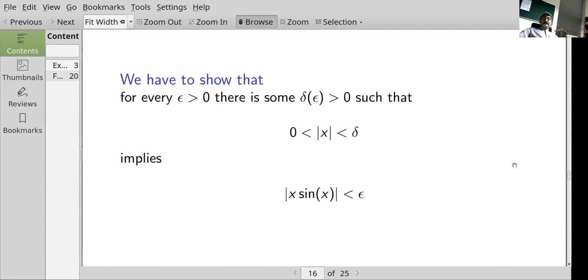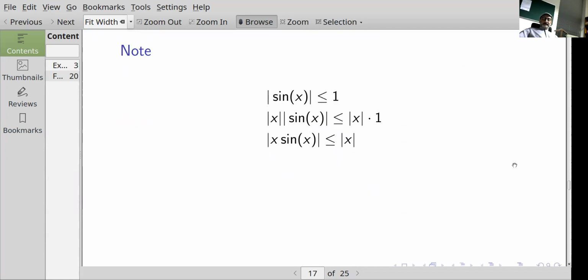Okay, so let me drop out the zeros. Simplify that as for every epsilon greater than 0, there should be some delta dependent upon epsilon greater than 0, such that 0 less than absolute value of x less than delta implies that absolute value of x sine x should be less than epsilon.